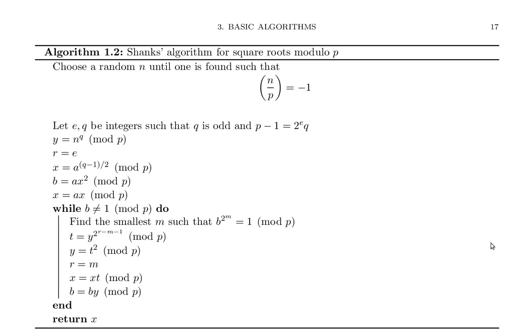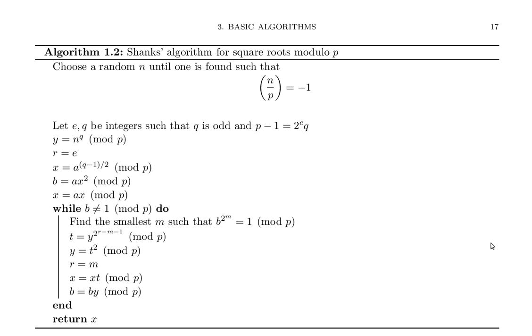Algorithm 1.2, Shanks algorithm for square roots modulo p. Choose a random n until one is found such that n over p is -1. Let e and q be integers such that q is odd and p minus 1 equals 2 to the e times q. y equals n to the q mod p, r equals e. x equals a to the (q minus 1) over 2 mod p. b equals a x squared mod p. x equals a x mod p.